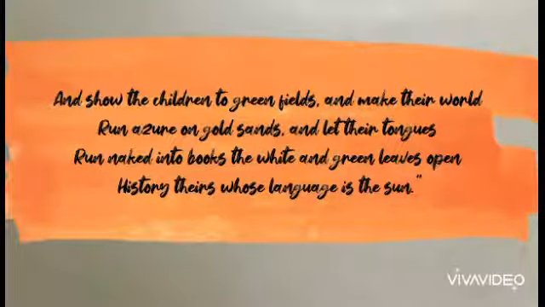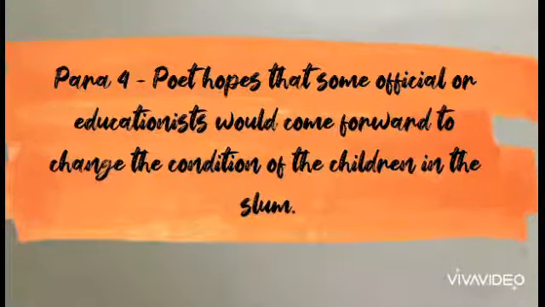So the first paragraph explained how the slum children looked, how some slum school looked. The second paragraph was about the classroom. The third paragraph was about whatever the classroom had, whether it was useful for the children or not. And the fourth paragraph is talking about the poet's hope. The poet has a hope, as in what can be done to upgrade the condition of these children.